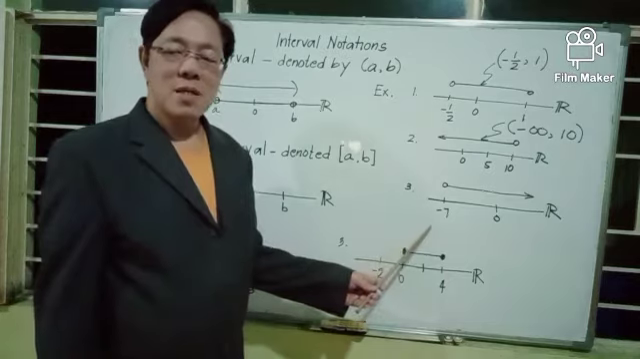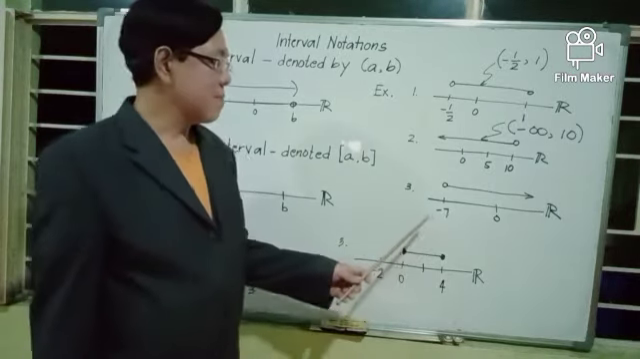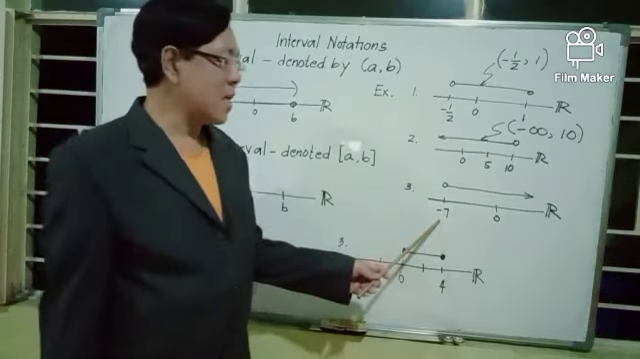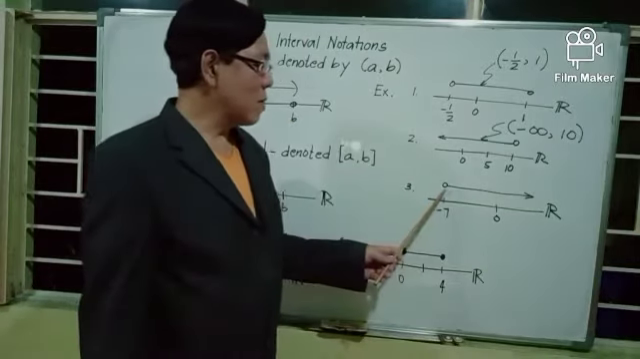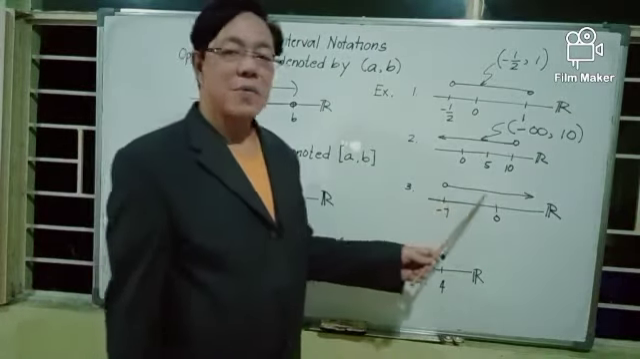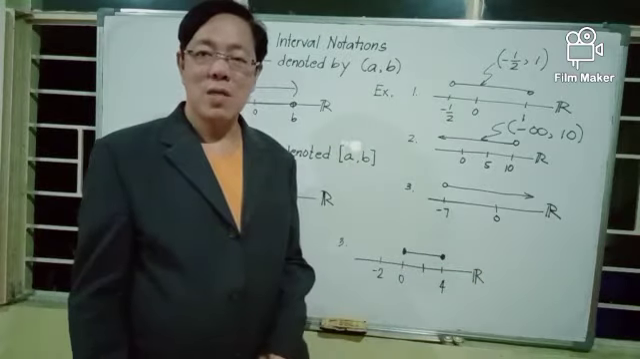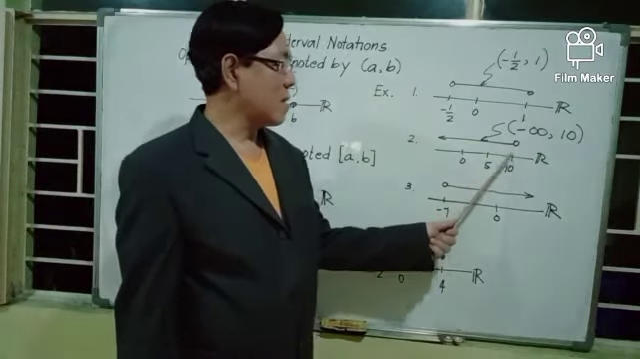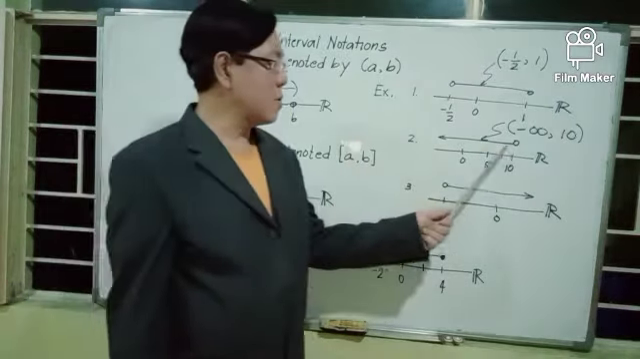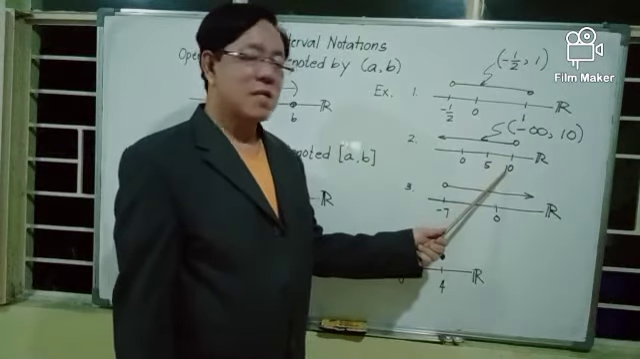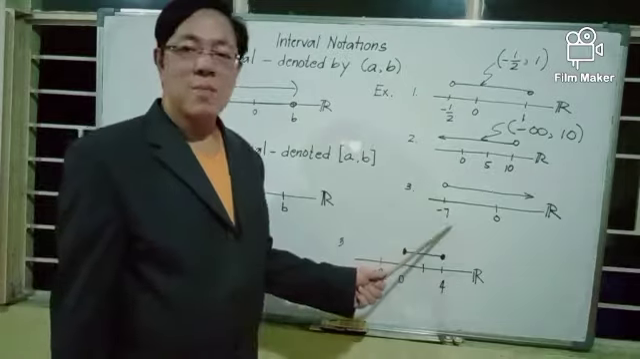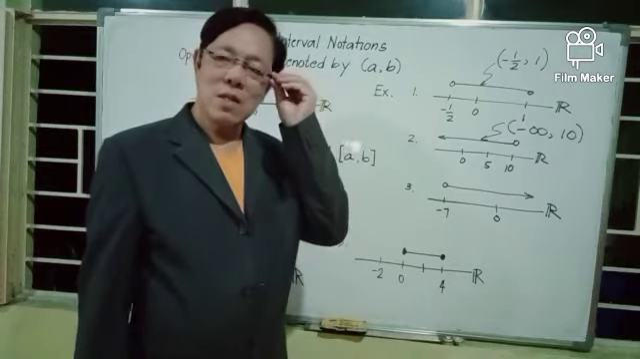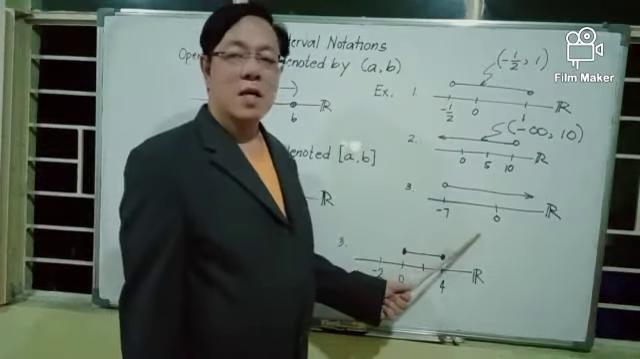Number 3, this is also an open interval that consists of all real numbers from negative 7 and all the real numbers greater than negative 7. So if the arrow goes from left to right, that means you want the numbers greater than a certain real number. If the arrow goes from 10 to the left, that means the set consists of all real numbers less than 10. If the arrow goes from negative 7 to the right, the set contains all the real numbers greater than negative 7.